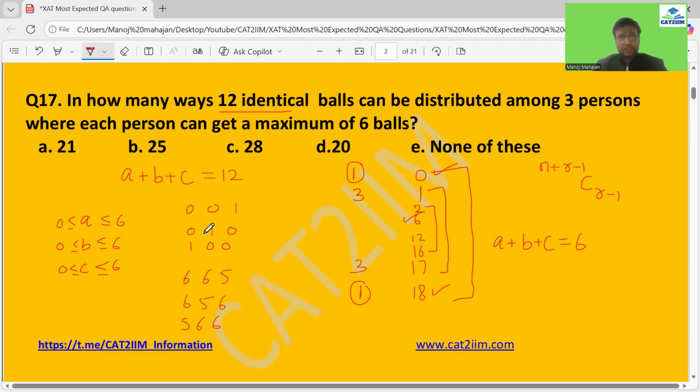So now this condition is there, no doubt, but you know that the maximum value any of these variables can pick up is 6 only, right? So we can apply the whole number solution out here. So what is n out here? 6. What is r over here? 3. 6 plus 3 minus 1, c 3 minus 1. So what do we get? 8c2. So 8c2 if I calculate would be nothing but 28. So that is the option C out here.